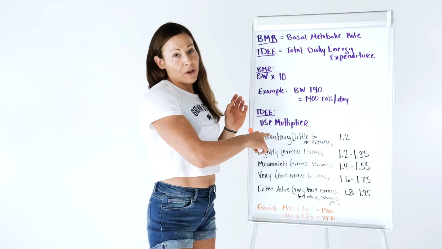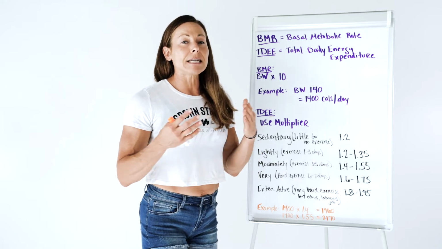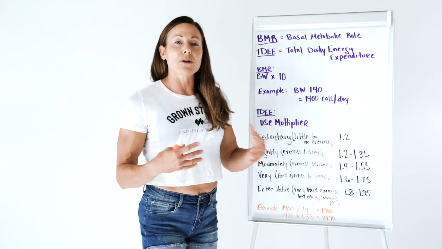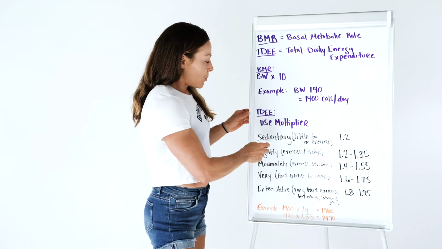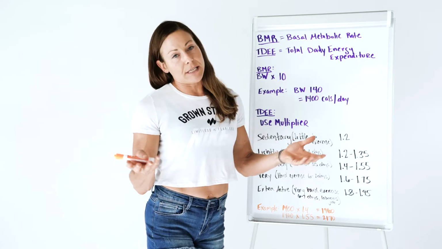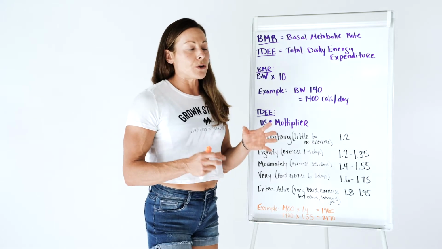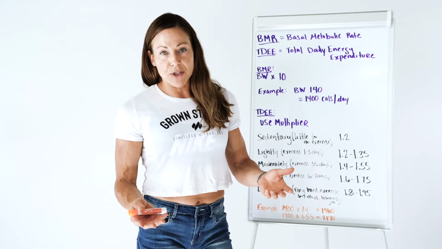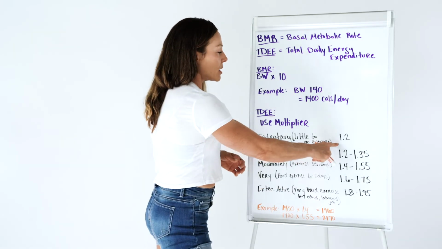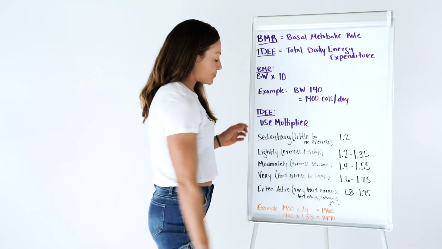You're going to use a multiplier, okay? Again, everyone's going to be a little bit different. This is a nice and easy way to go about estimating how many calories maybe you're burning a day. We can start here with if you're sedentary. Maybe your job just consists of you sitting at a desk for 8 to 9 hours a day. You don't do any purposeful exercise. Maybe you're going on some walks. Then you would multiply your BMR times 1.2.